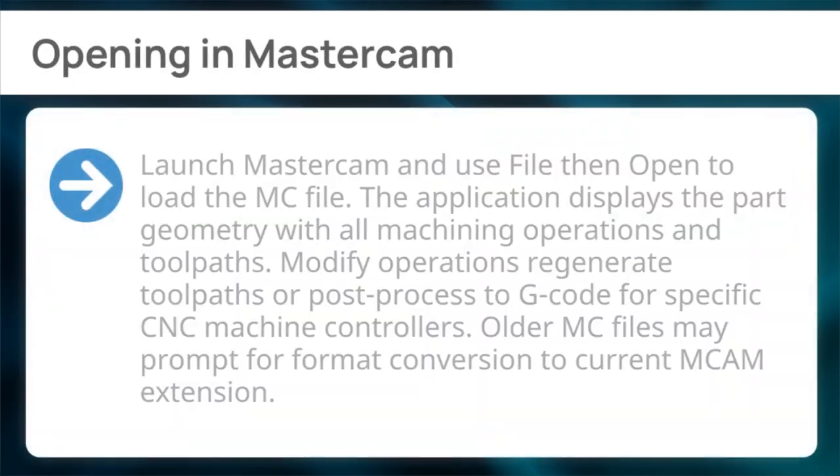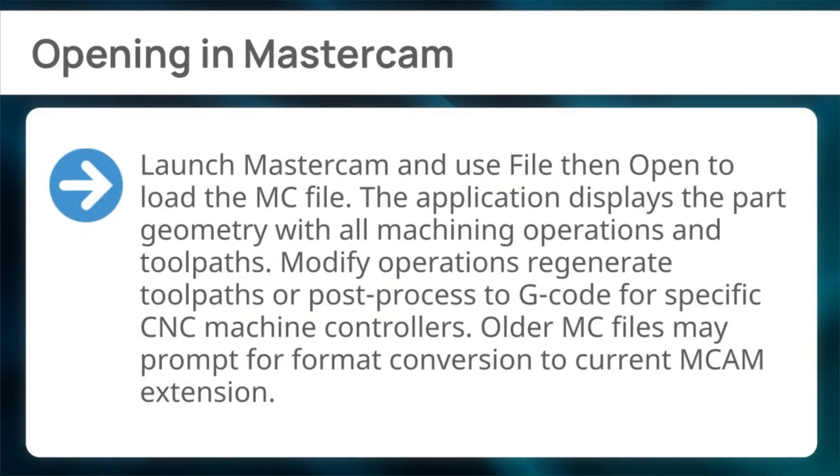First, opening in Mastercam. Launch Mastercam and use File then Open to load the MC file. The application displays the part geometry with all machining operations and toolpaths. Modify operations, regenerate toolpaths, or post-process to G-code for specific CNC machine controllers. Older MC files may prompt for format conversion to the current MCAM extension.